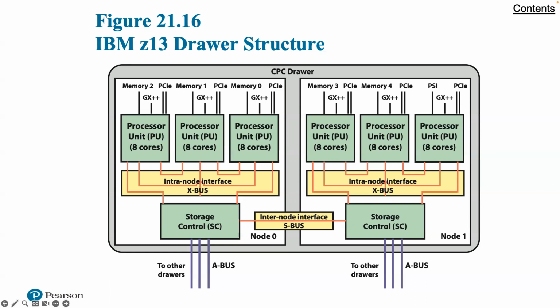Storage control, SC: the 2 SC chips contain an additional level of cache, L4, plus interconnection logic for connecting to other nodes. DRAM memory slots provide up to 1.28 gigabytes of main memory. PCI slots, slots for connecting to PCI I/O drawers. GX++ slots for connecting to InfiniBand, S-bus connection to other nodes in the drawer, A-bus connection to other drawers, processor support interface, PSI, to connect to the system control logic.